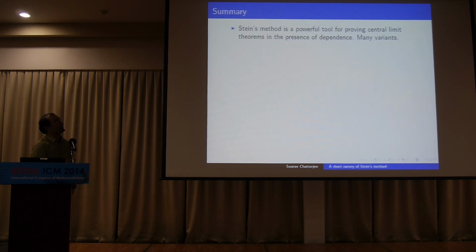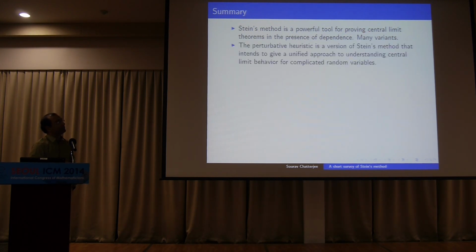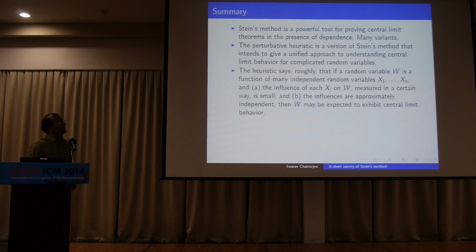Let me quickly summarize. Stein's method is a powerful tool for proving central limit theorems in the presence of dependence, with many variables. The perturbative heuristic is an attempt to give a unified approach to understanding central limit behavior for very complicated random variables. The heuristic says, roughly, that if the random variable W is a function of many independent random variables, and two conditions are satisfied, if the influence of each Xi on W is small, and if the influences are approximately independent, then W may be expected to exhibit central limit behavior.